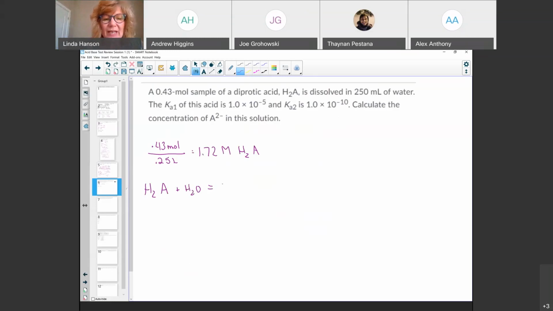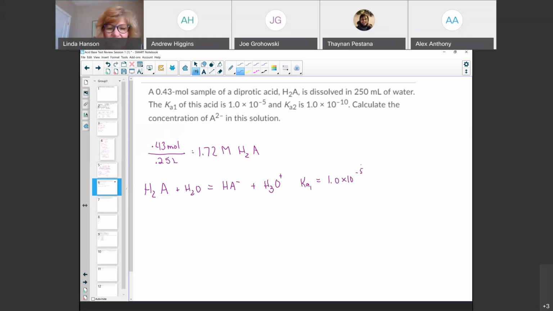the diprotic acid loses its first proton, and when it loses the first proton, forming a conjugate acid-base pair, it has something assigned to it called a Ka1, and that value is 1.0 times 10 to the negative fifth.